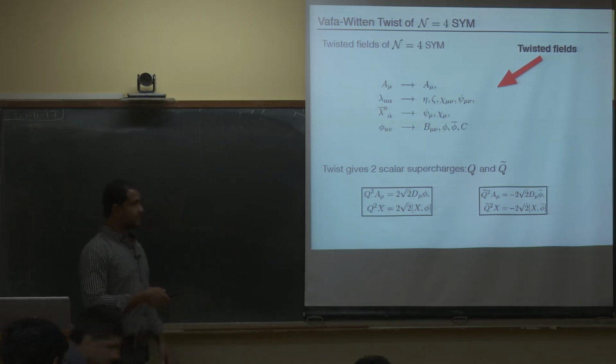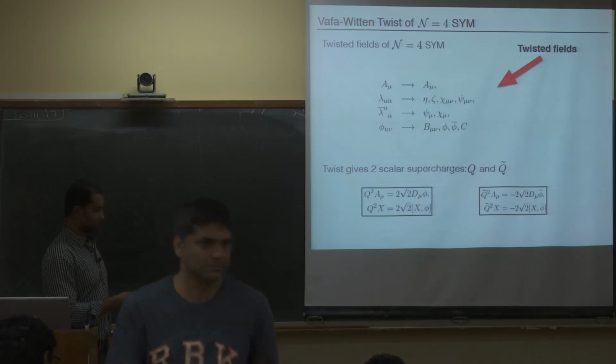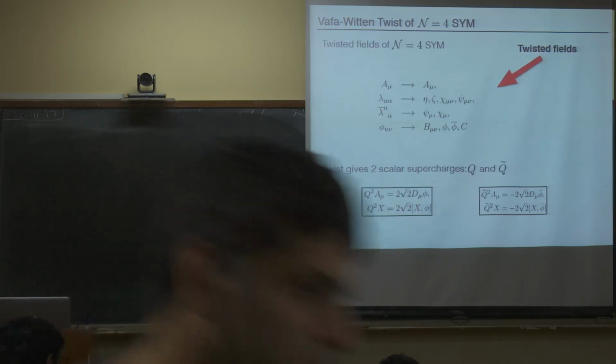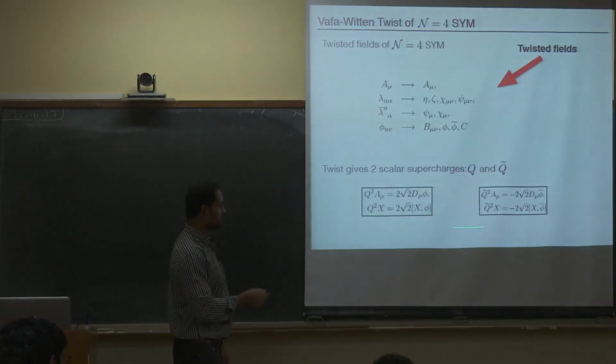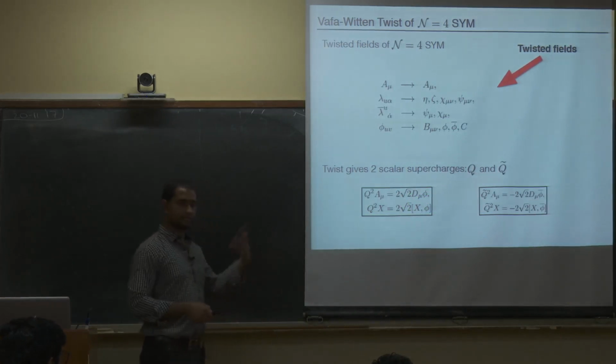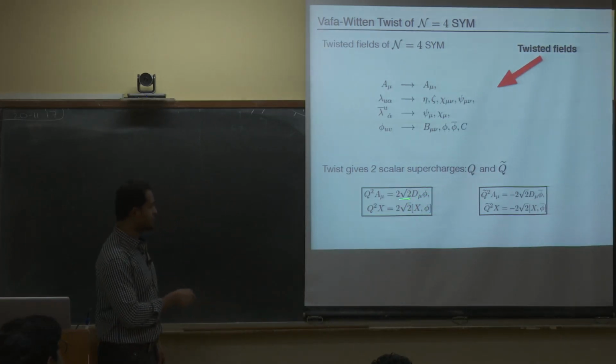The twist gives 2 scalar supercharges, which I denote by Q and Q tilde, and they square to this particular form. These are gauge rotations up to the scalar field phi for Q squared, and for Q tilde squared, we have similar gauge rotations with phi bar.